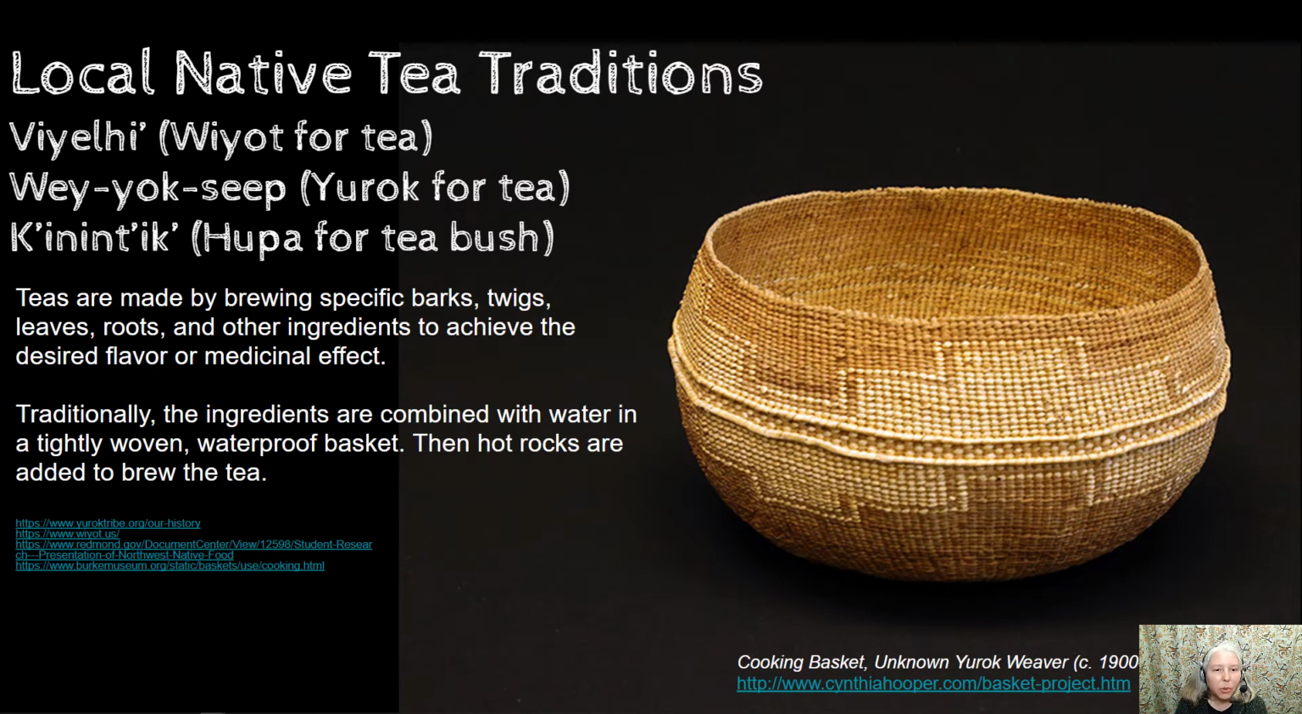Teas are made by brewing specific barks, twigs, leaves, roots, and other ingredients to achieve the desired flavor or medicinal effect. Traditionally, the ingredients are combined with water in a tightly woven, waterproof basket. Then hot rocks are added to brew the tea.